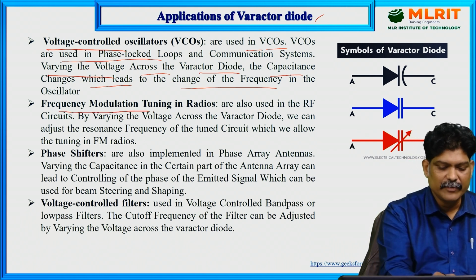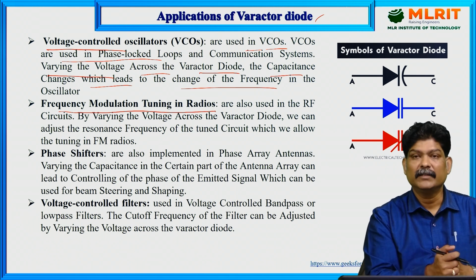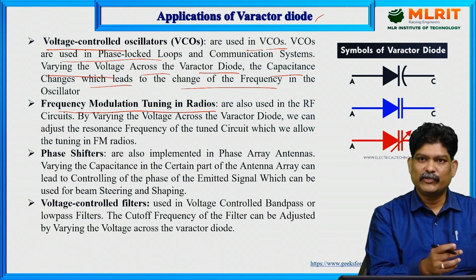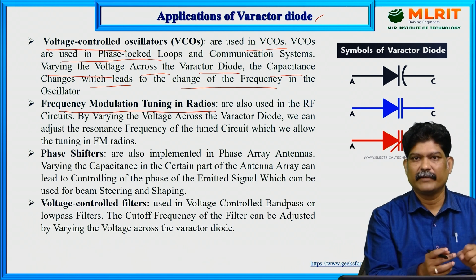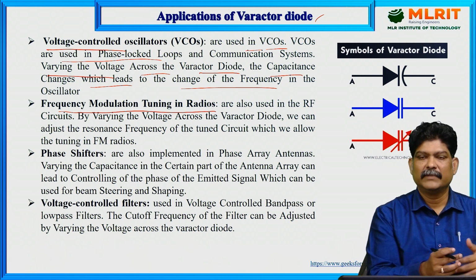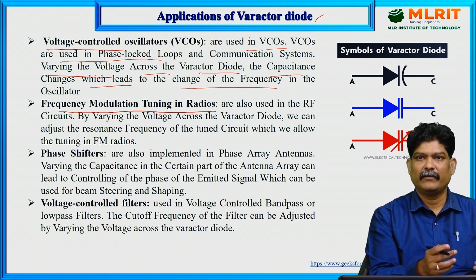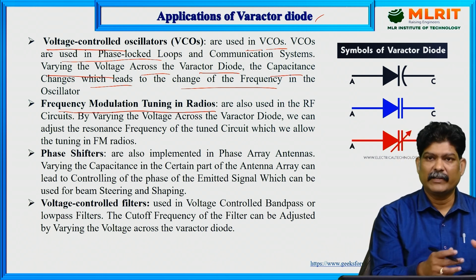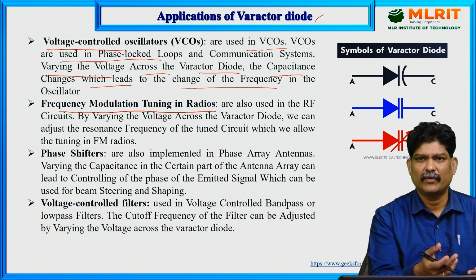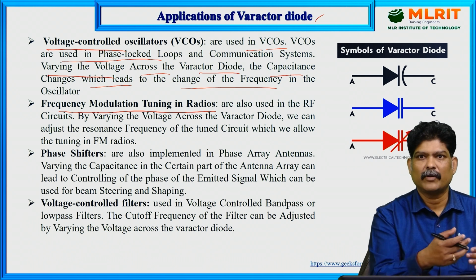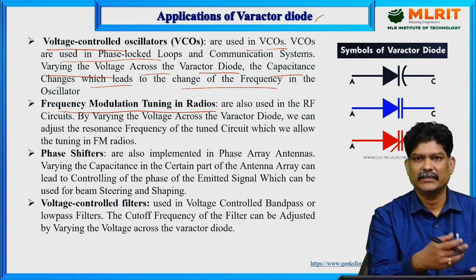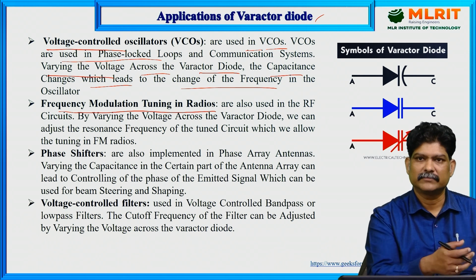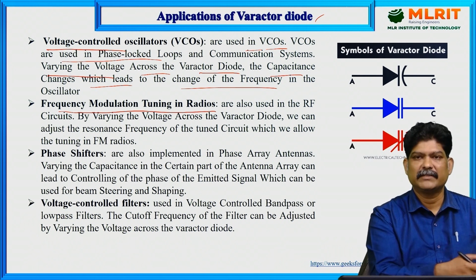Another application is frequency modulation tuning in radios. We know in radios we have to tune a particular band of frequency, like FM 97.5. In such a case, there must be frequency modulation. So what does frequency modulation mean? It means changing a parameter of the carrier signal according to the message signal.